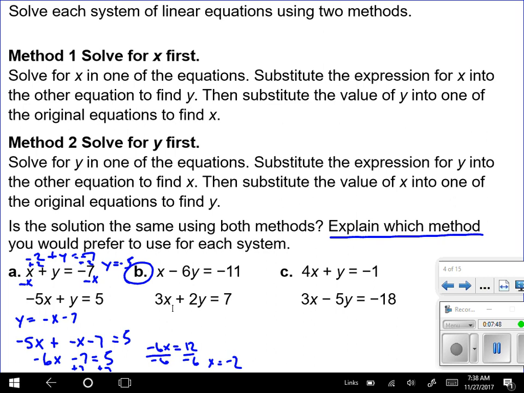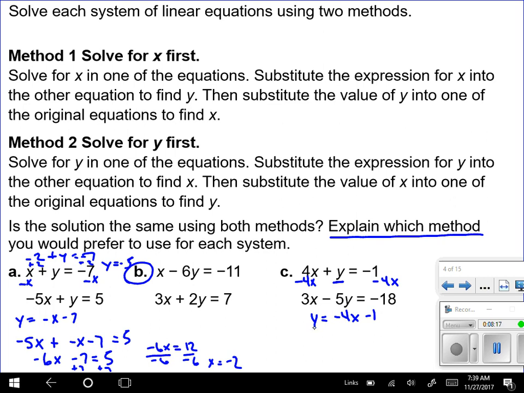So remember, we're trying to get one of our variables alone first. So when I look at C, I only see one variable that is already alone without any work. I just have to get rid of one other term. So what I'm going to do is first solve for y. I'm using method 2 here in this case. So I have y equals negative 4x minus 1.